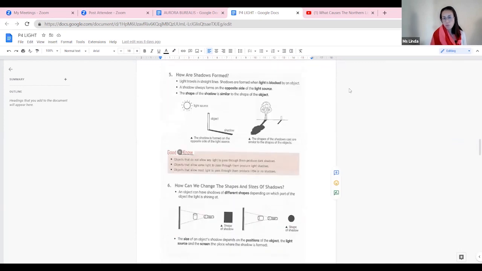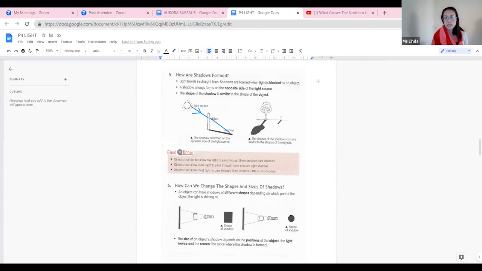Now, how are shadows formed? Basically, we know from morning all the way to evening, your longest shadows are in the morning and evening. They are formed when your sun actually shines on it and there's an object that blocks it. So when your light source shines on it, the object blocks it because it's opaque. It doesn't allow light to fall through. So that's how you get your shadow. Okay.